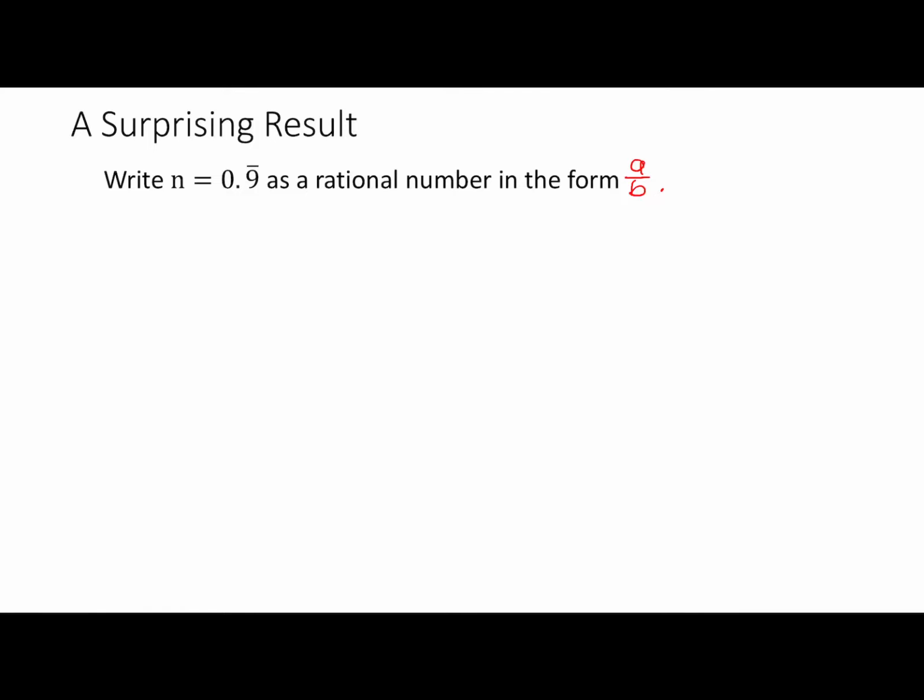So I have one repeating digit, so I want to multiply both sides by 10 in this case. So 10n equals 9.9 repeating. I'm going to subtract n from both sides. On the left, I'm going to be left with 9n, and on the right, my decimals cancel, and I'm left with just 9. I have 9n equals 9, and so to solve for n, we divide both sides by 9, and I'm left with 1.